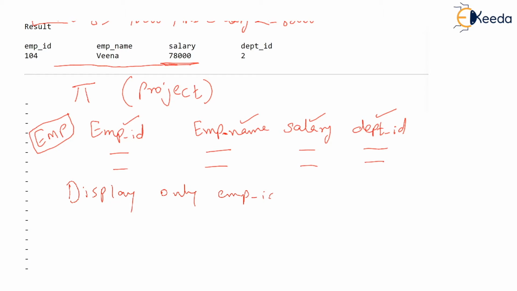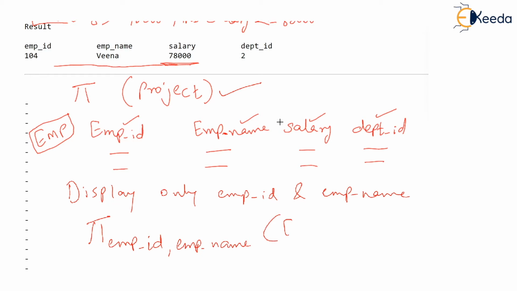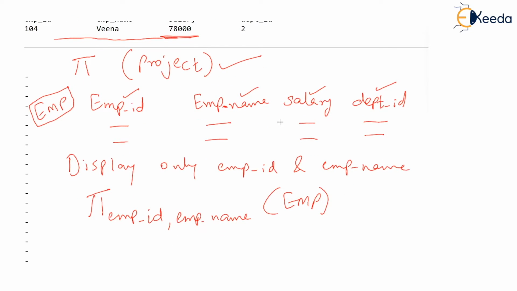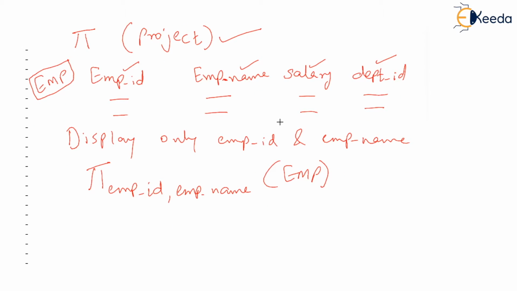Now project operation is written as project only EMP ID, comma EMP name from the relation EMP. So the result of this is all the rows will be shown, definitely. Entire relation EMP will be shown, but all the columns will not be shown. Only employee ID and employee name will be shown.